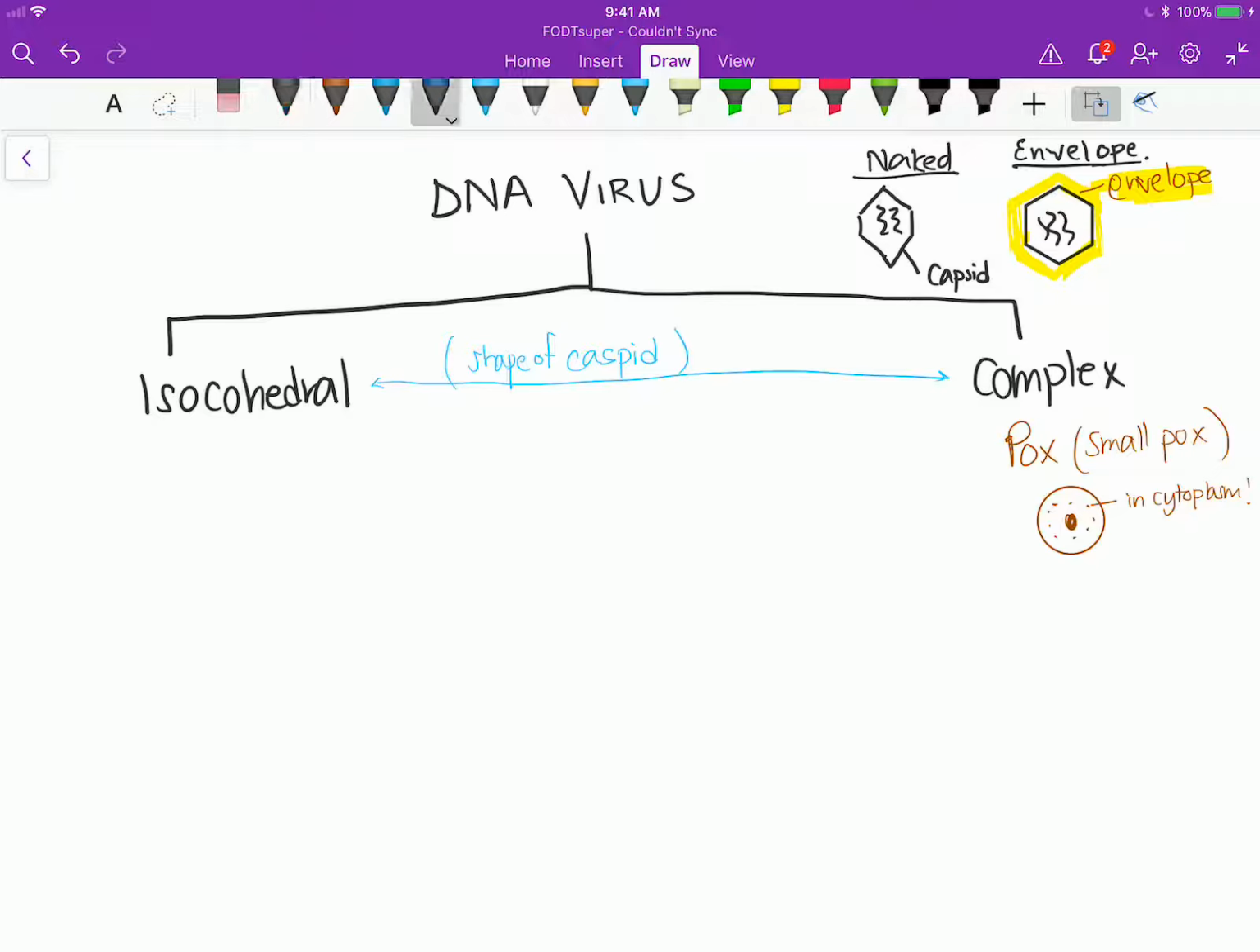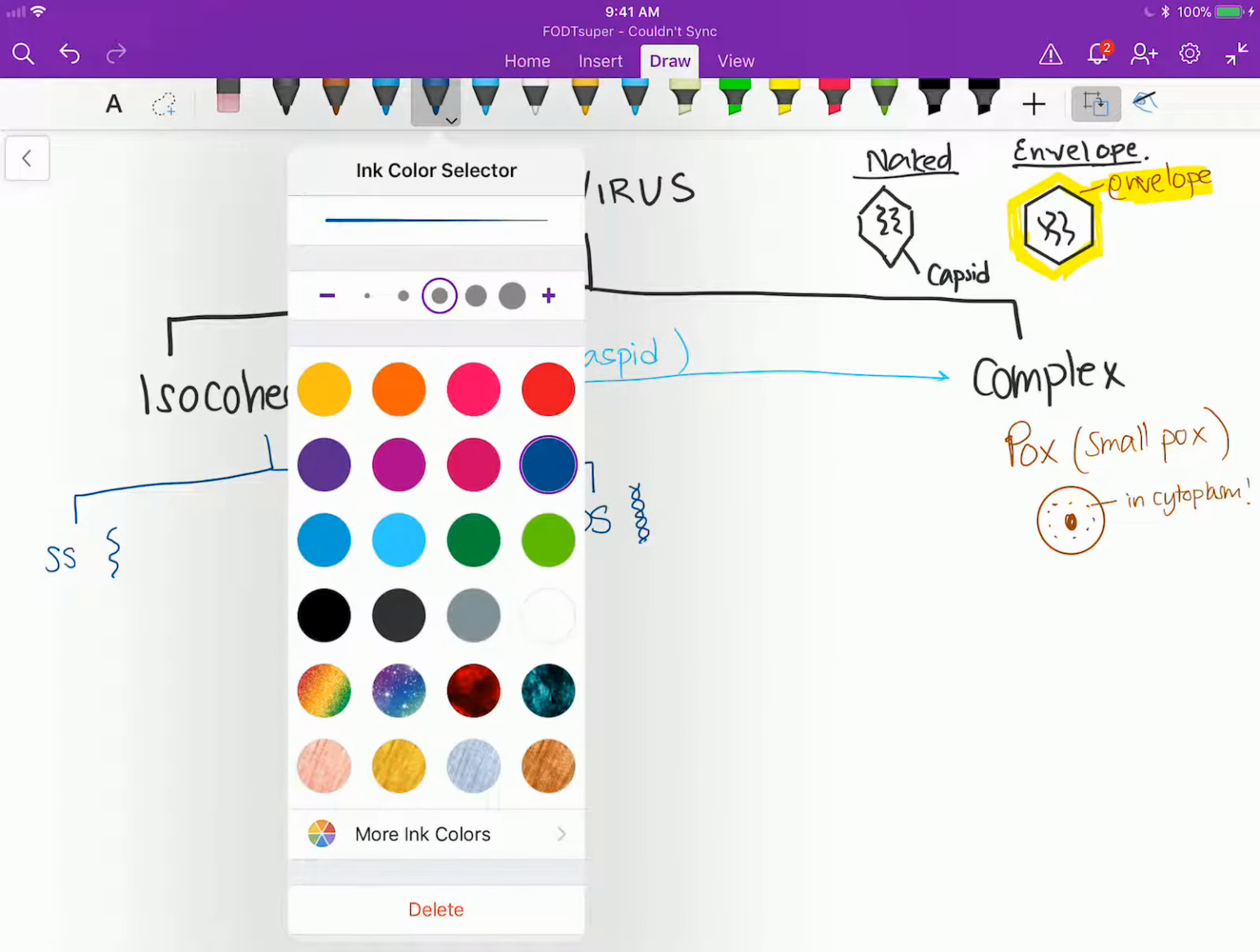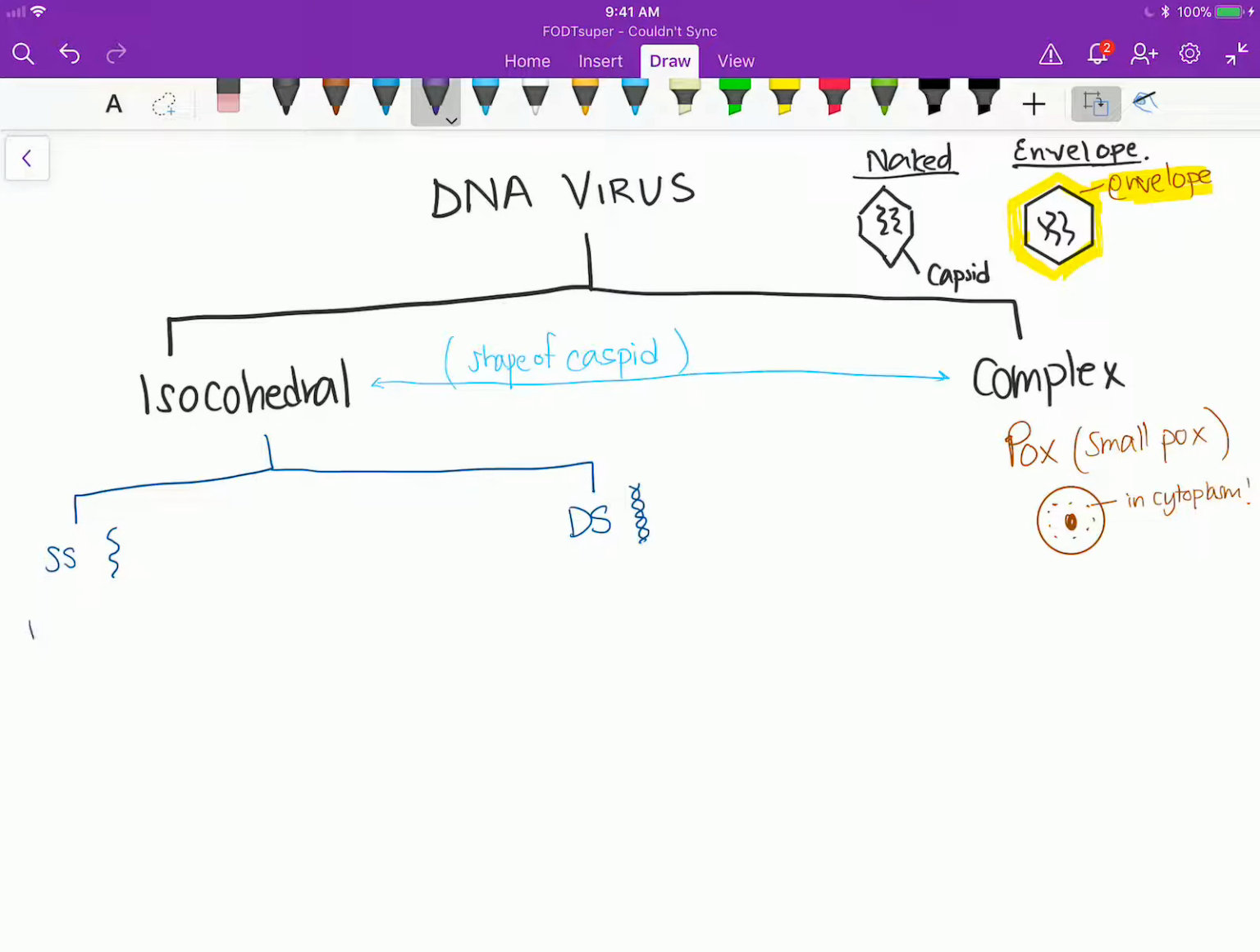We're going to subdivide this further into two categories. One of them is single-stranded and the other one is double-stranded. I'm going to draw that right here as double-stranded, and this one is single-stranded. Thing to notice is that there's only one DNA virus that is single-stranded, and that is called a parvovirus. Parvovirus. And because it's so small, you can also assume that it is going to be naked. Smallest.